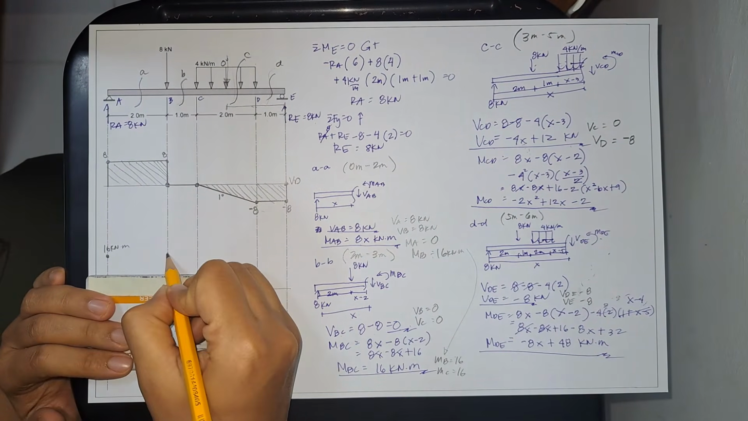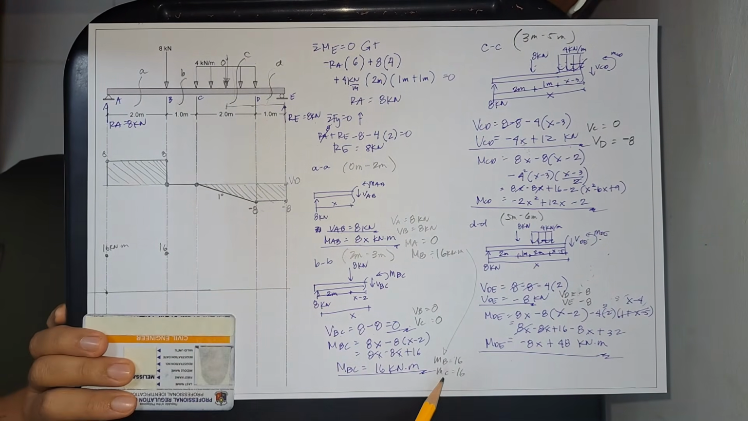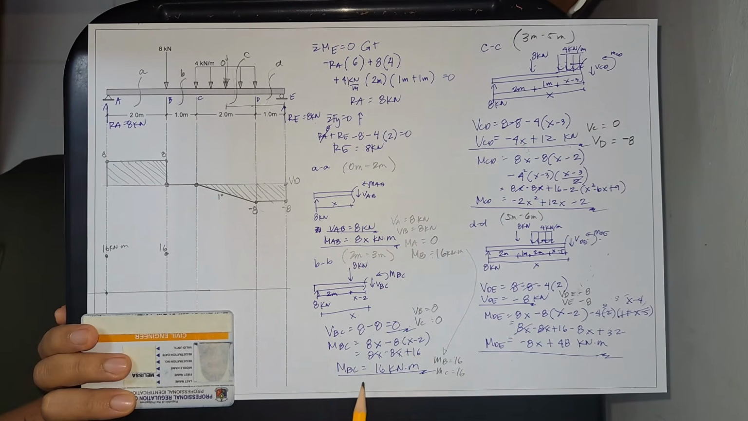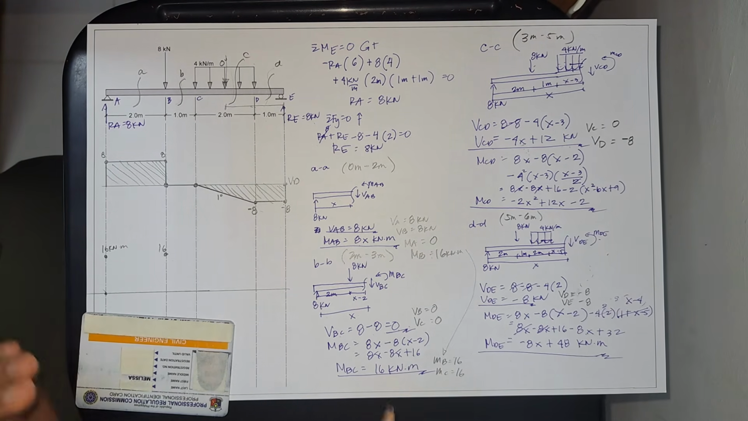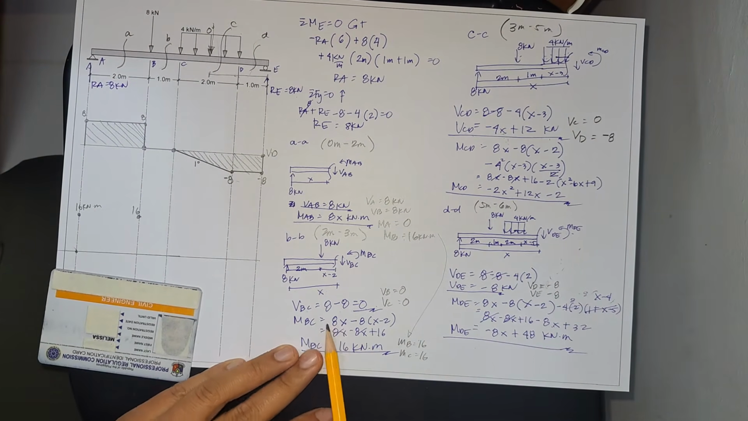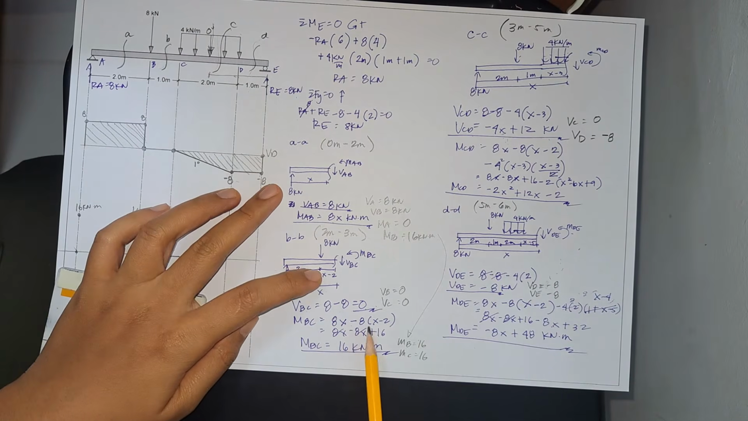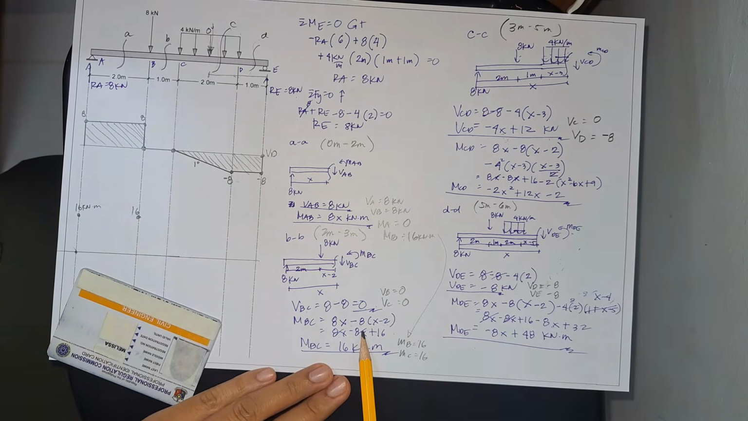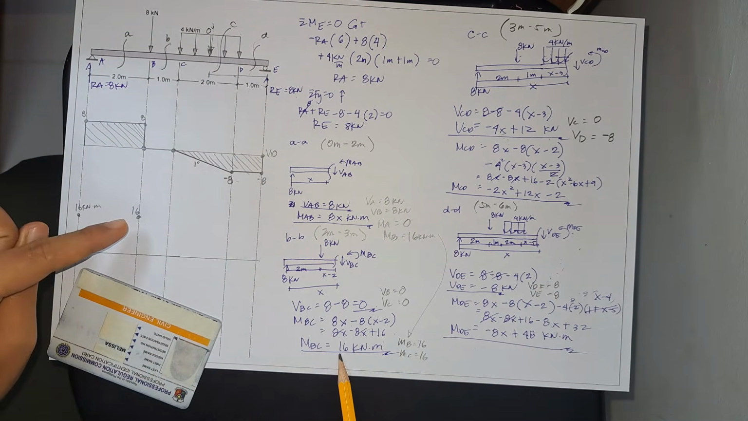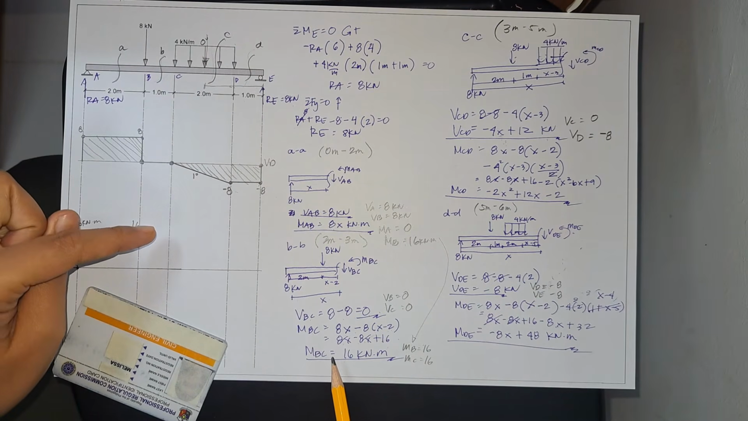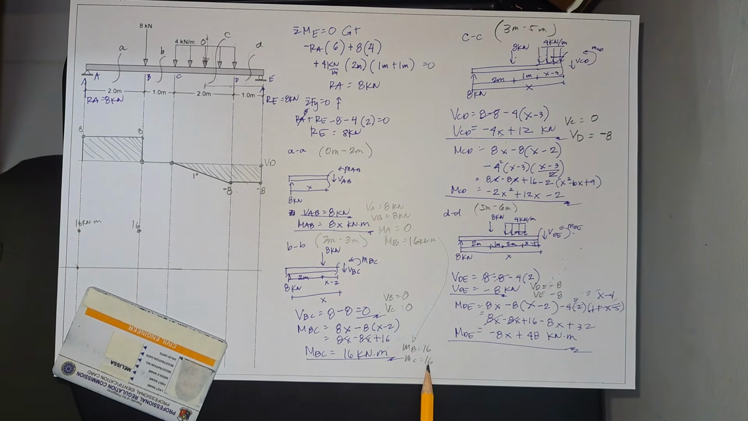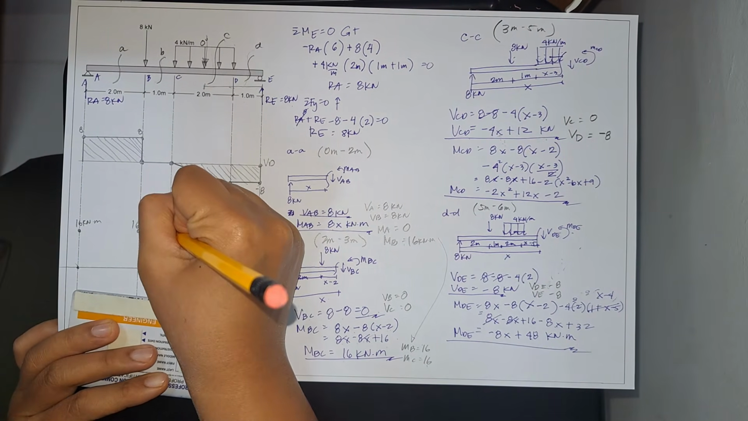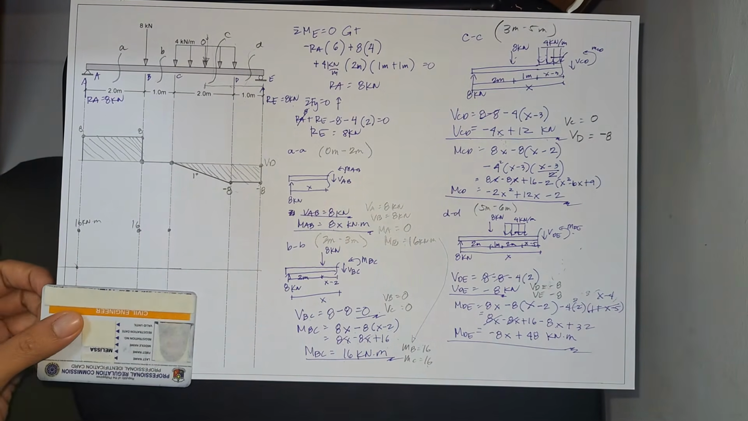So at B, we have here 16. Tapos C, also, tama ba? Wait lang guys. So we have here moment at B. Double check po natin ha. So 8x minus 8 of x minus 2. 8x minus 8x plus 16. So cancel. We are left with 16. So moment at B is 16. And then moment at C, point C, is also 16.